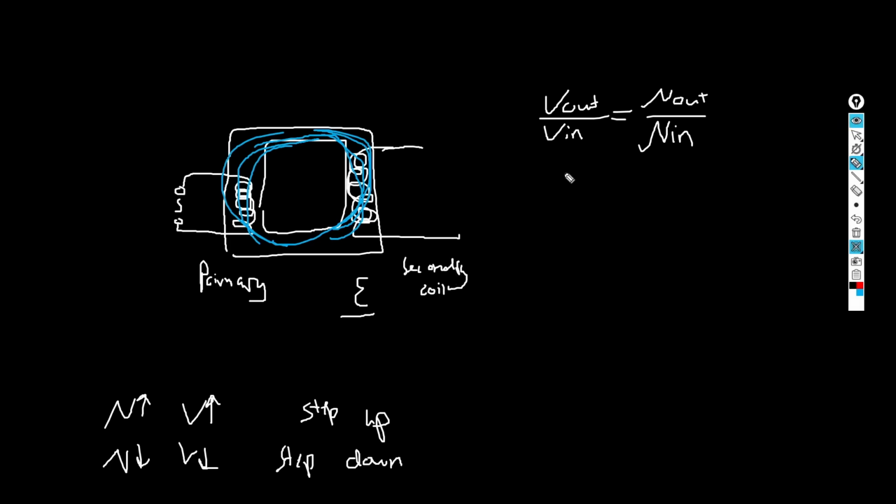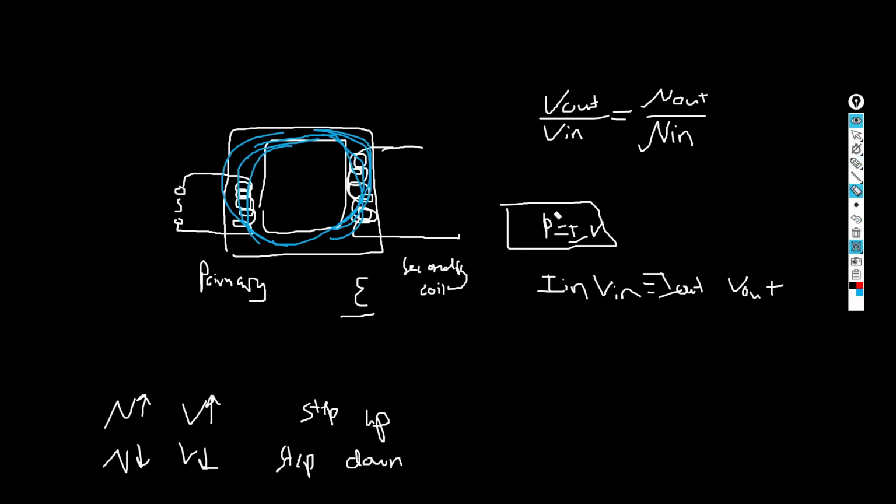Okay. Now what about the current? Current is the opposite. It's not out over in equals out over in. It's in over out equals out over in. Why? Because obviously a transformer can't generate power, can't generate energy in general. And we know power equals I times V, right? So I V in is gonna equal I V out. So let's say I in V in is gonna equal I out V out.